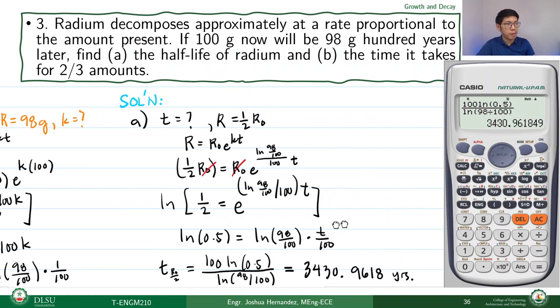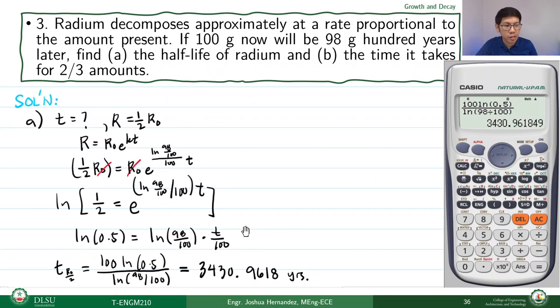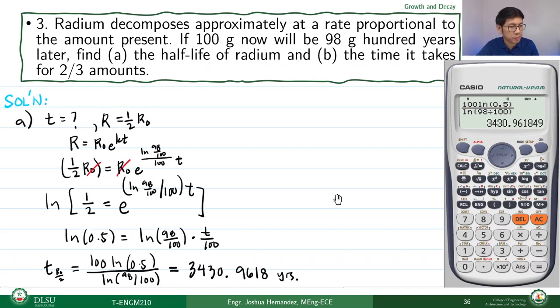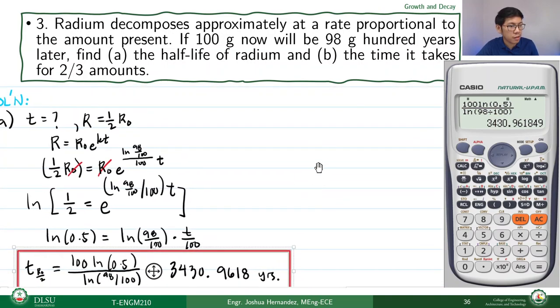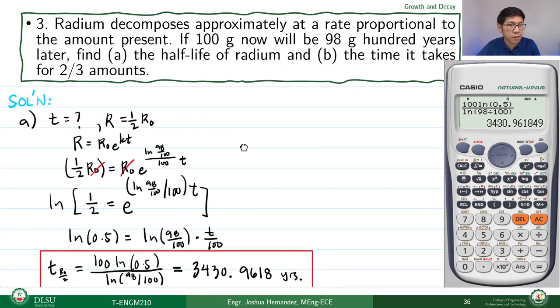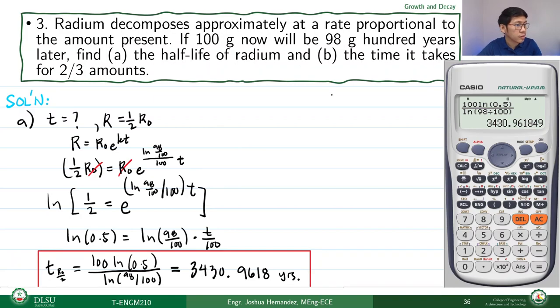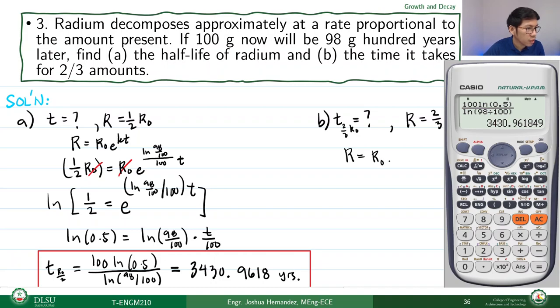Okay. Pangalawa, pinapahanap sa atin, kailan daw magiging two-thirds yung radium, amount ng radium. Yung second is kailan daw yung time kapag yung radium becomes two-thirds its original. So two-thirds R naught. Yan. So, from our equation, we have R equals R naught e raised to kT.